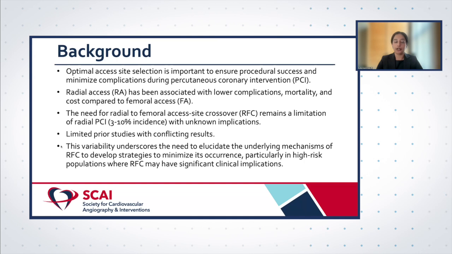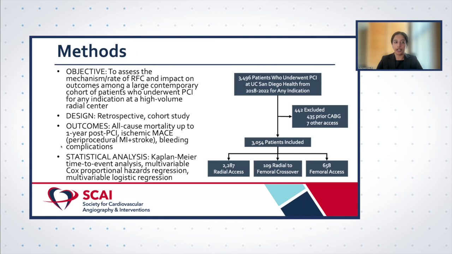This variability underscores the need to elucidate the underlying mechanisms of radial to femoral crossover to develop strategies to minimize its occurrence, particularly in high-risk populations where radial to femoral crossover may have significant clinical implications. Thus, our objective was to assess the mechanism and rate of radial to femoral crossover and its impact on outcomes among a large contemporary cohort of patients who underwent PCI for any indication at a high-volume radial center.